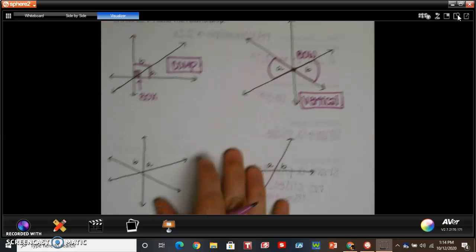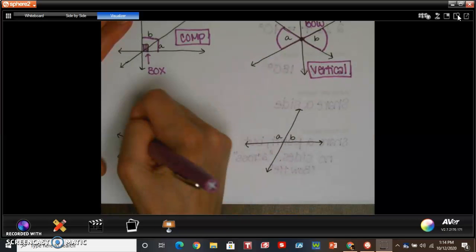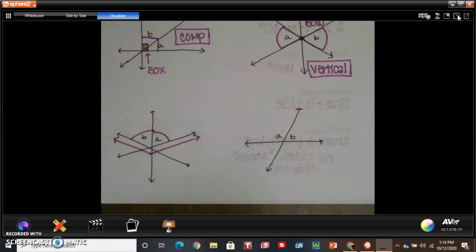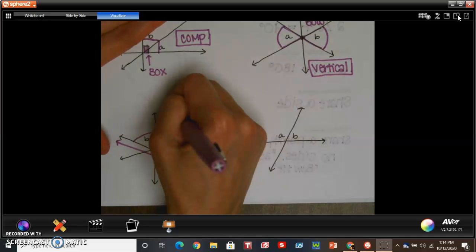Let's keep going. Here's angle A, and here's angle B. Here's the shape that they're creating. Is it a box? No. Is it a line? No. Is it a bow tie? No. Remember, when it's none of the above, it is adjacent.